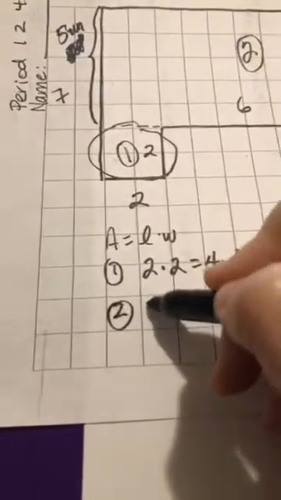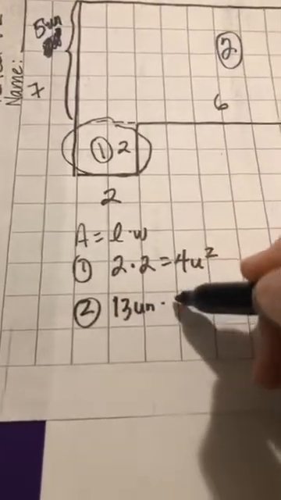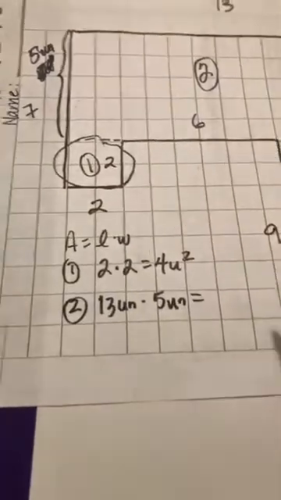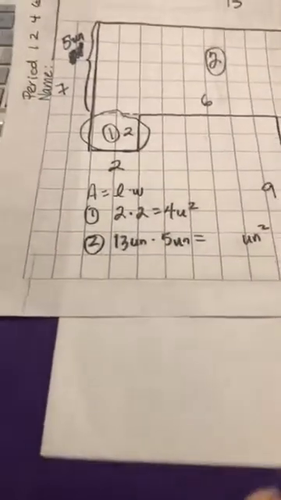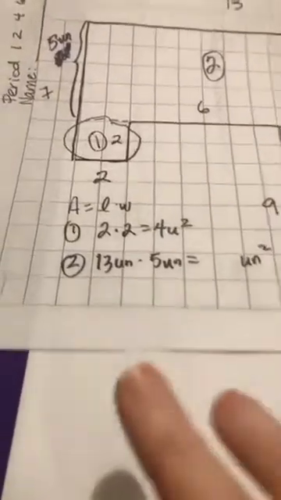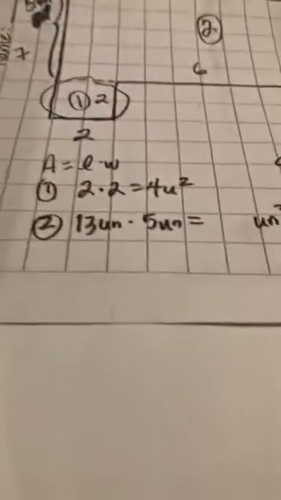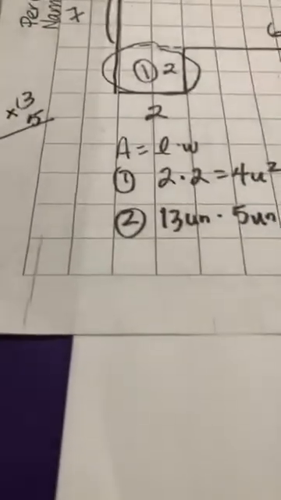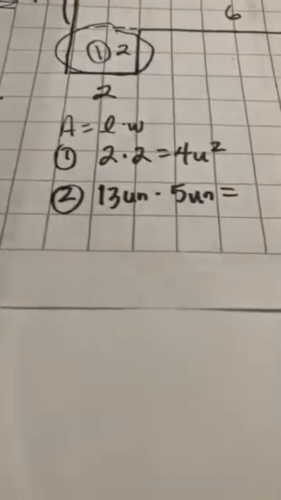So, 13 units times 5 units equals how many units squared? Yes, it is 2 to the 2nd power. Thank you, but we're not even going to use exponents right now. Just type in your answer. What's 13 times 5? We didn't learn our 13s, most of us. Some people did. So, again, don't be too proud. Just multiply. What's 13 times 5? Good.